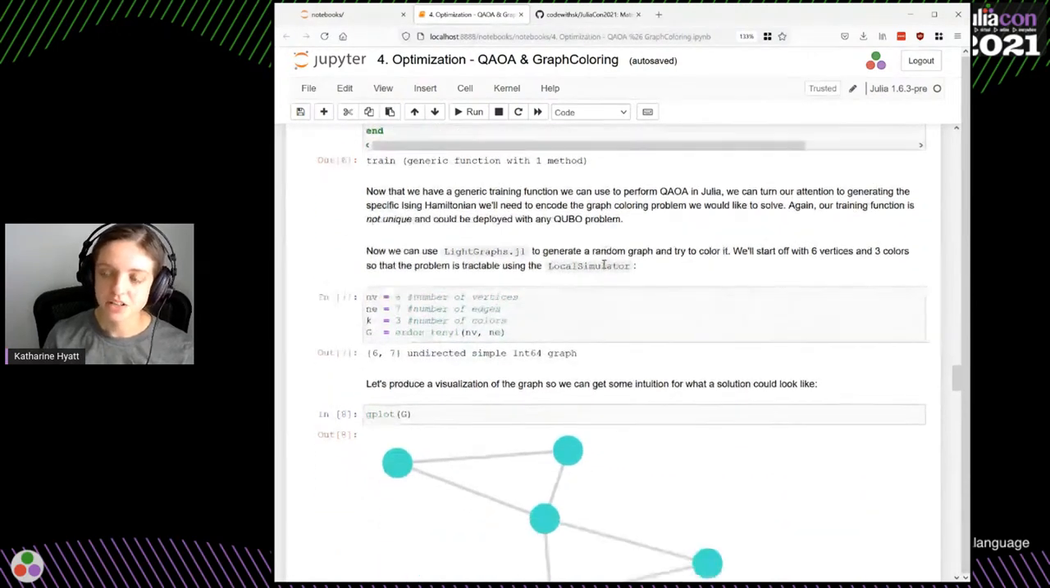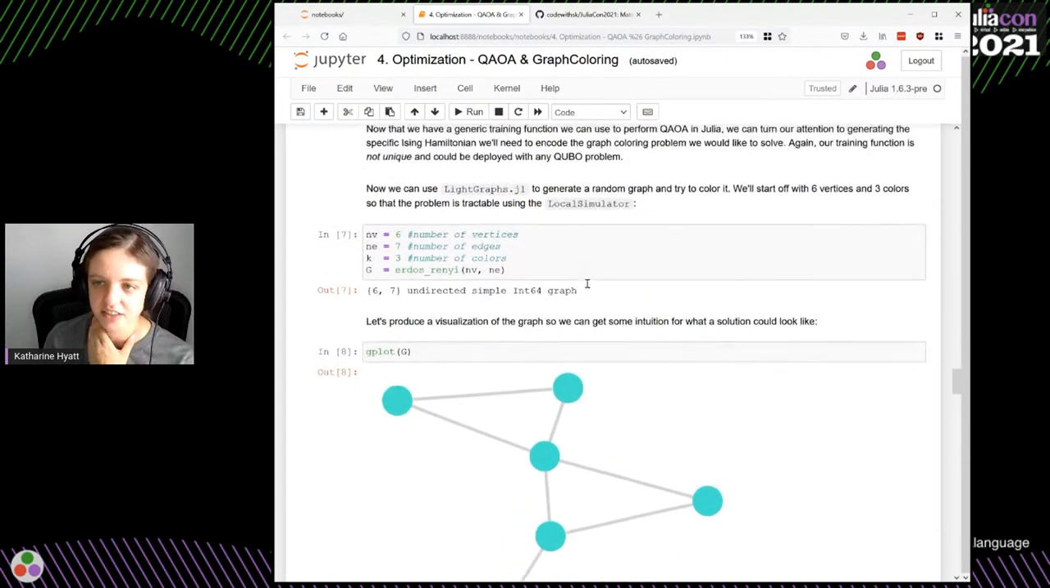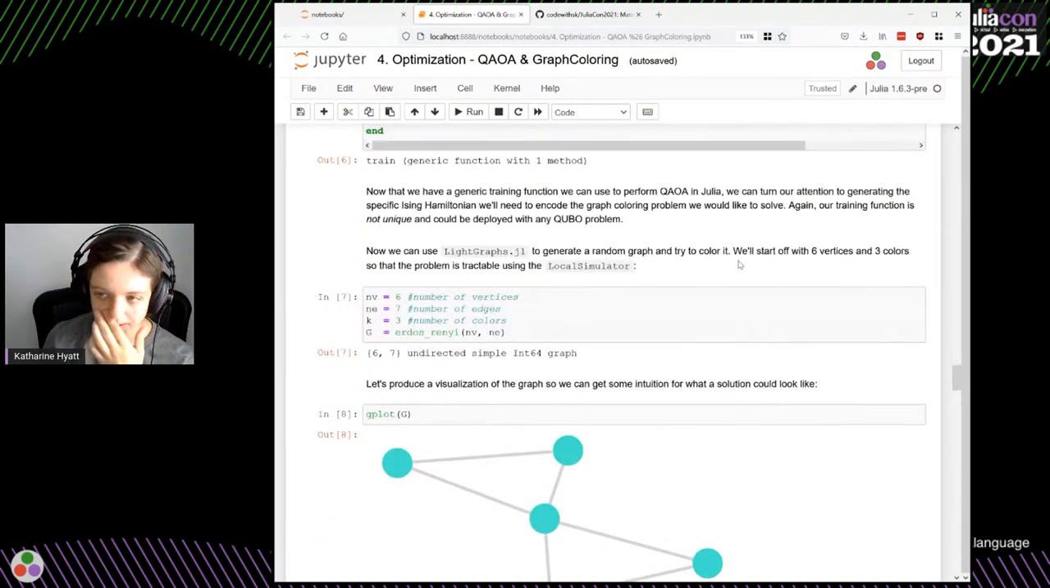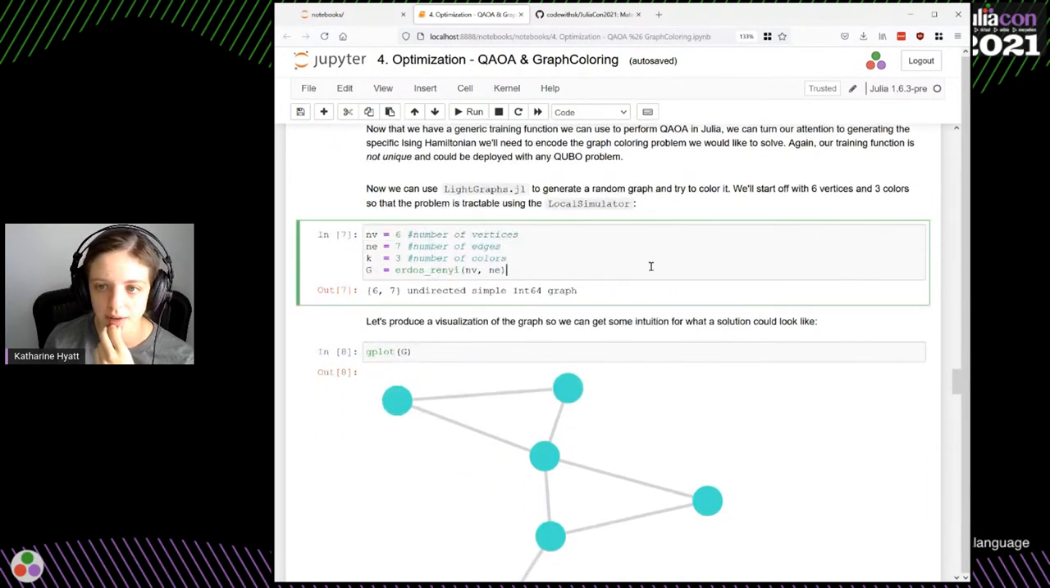Okay, so now we have this generic training function that we can use to perform QAOA in Julia. And we can now focus on generating the specific Ising Hamiltonian we're going to need to encode our graph coloring problem. We're going to use Graphs.jl to do this. We're going to generate a random graph and try to color it. We'll start off with 6 vertices and 3 colors so that we can stick to 18 or fewer qubits. And that makes the problem tractable with the local simulator.